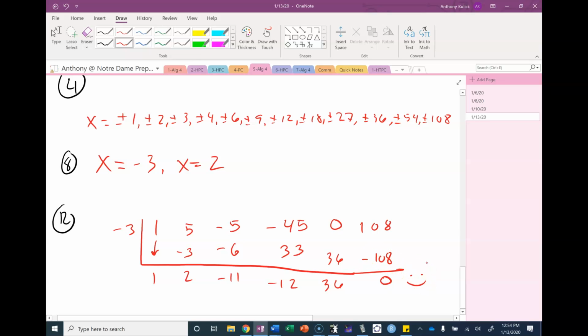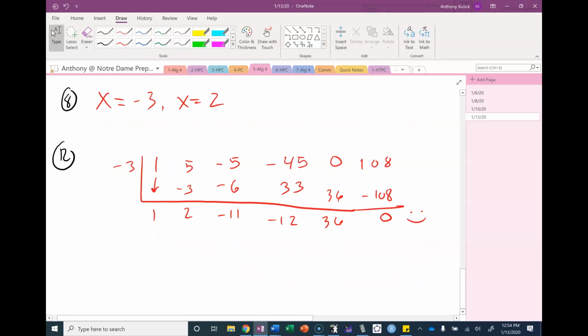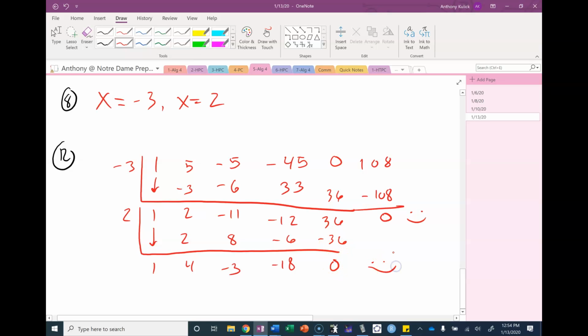So that worked. That's good. But the resulting polynomial I'm left with has 5 terms. I can't do my factoring tree on that. So let's divide again. I got a remainder 0 once again, so that's good.